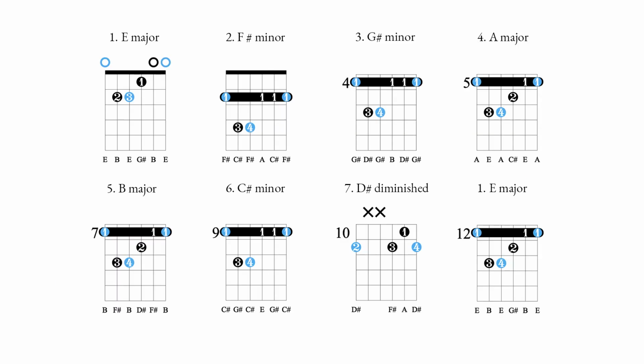Here's a picture of them all together. And all these chords would work well together in the key of E major. As an example, I'll play G sharp minor, F sharp minor, B, and E.